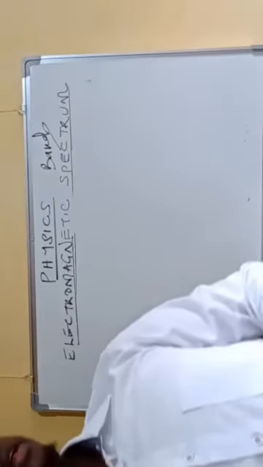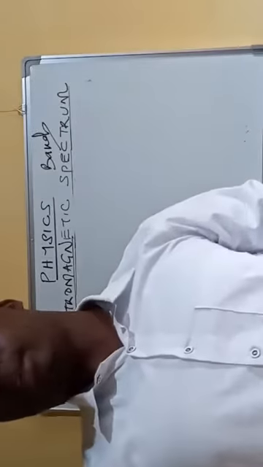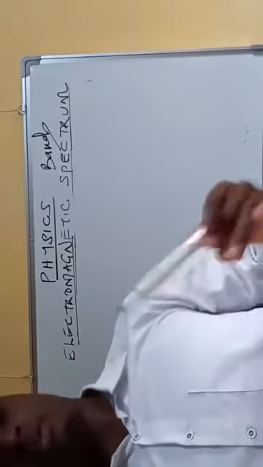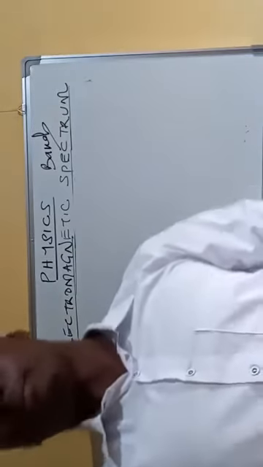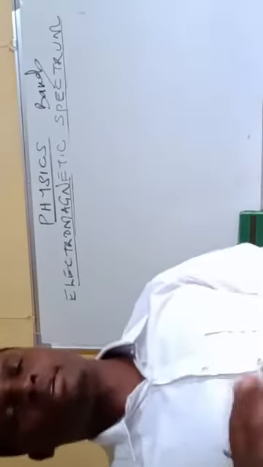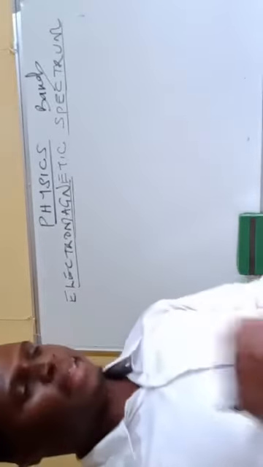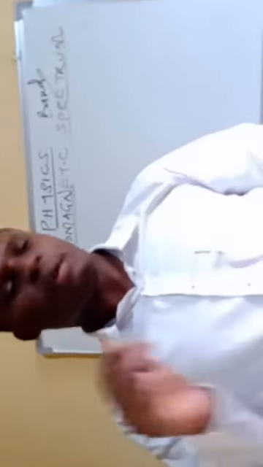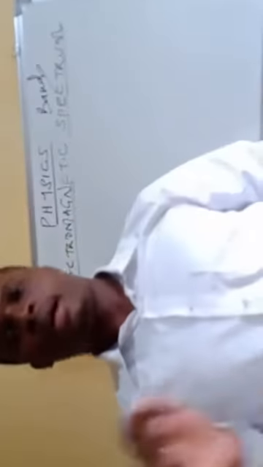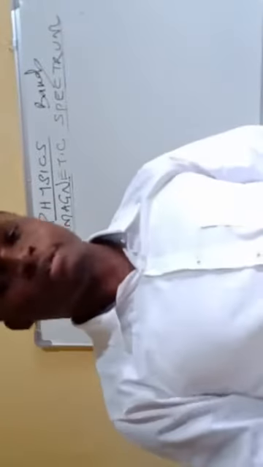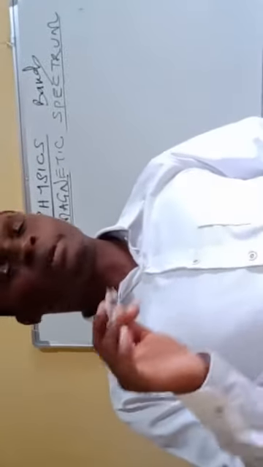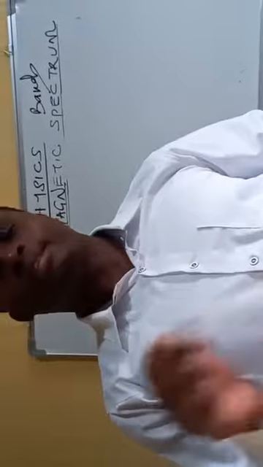Now, I usually tell students that the easiest way to know the properties of electromagnetic waves is to know the properties of visible light. Why? Because visible light is part of the electromagnetic spectrum. Therefore, since visible light is an electromagnetic wave, all the properties of light will also be the same properties for electromagnetic waves.